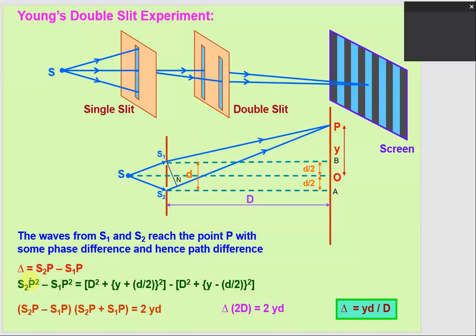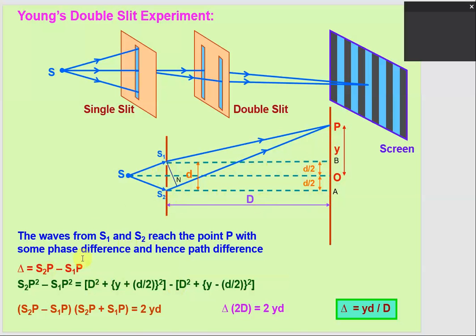So we start solving from this expression for the path difference, which is S2P minus S1P. So S2P, we write its value, and S1P, we write its value also. S2P square is nothing but PA square plus S2A square. This point P is supposed to be at a distance y from the center of this screen. This length OB is half of the distance between the slits, so d by 2, and the lower half is also equal to d by 2.